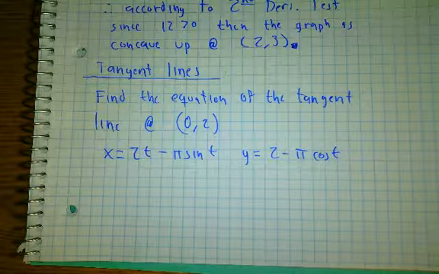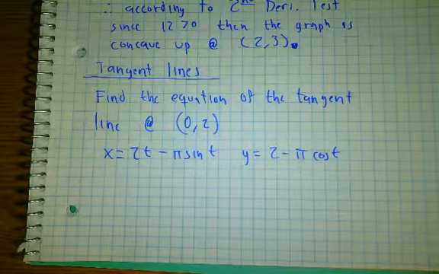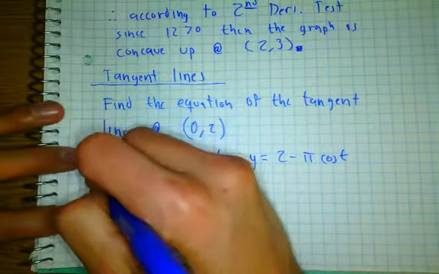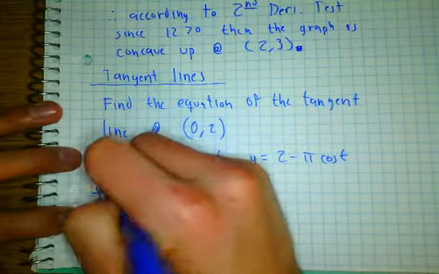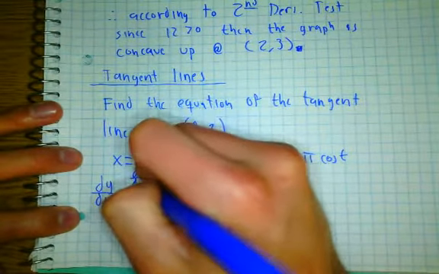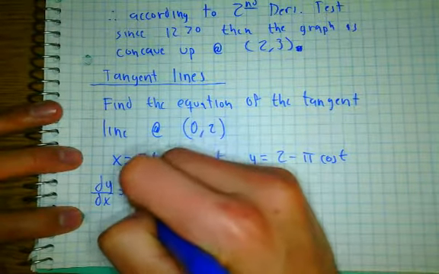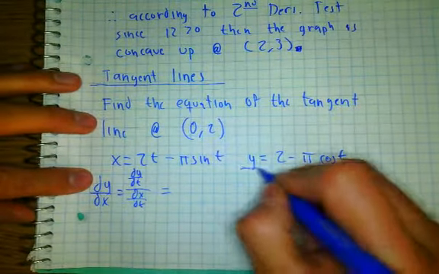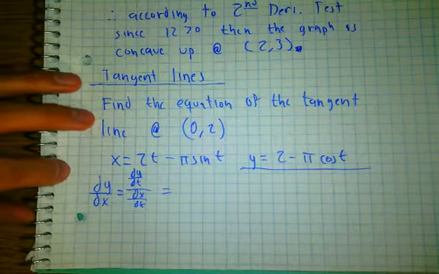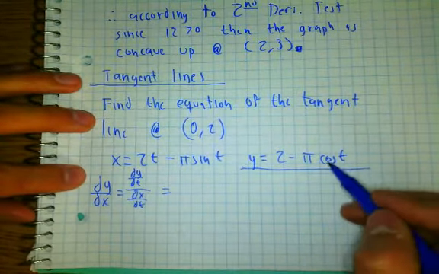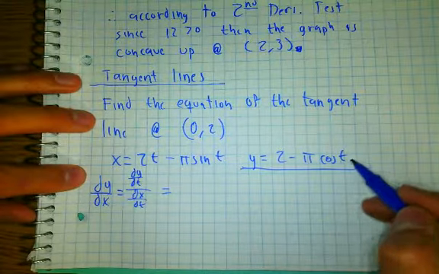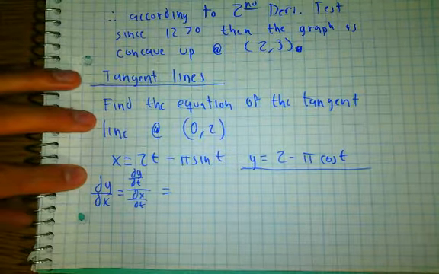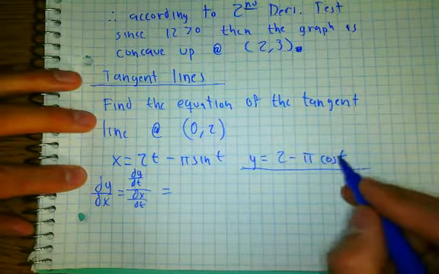Alright, first things first, we need to figure out the slope, which means we need the first derivative. So let's figure out what that is. So dy over dx, just a refresher, is dy over dt over dx over dt. Here's our y equation. What's the derivative of this y equation with respect to t? Well, the derivative of 2 is gone. The derivative of negative pi cosine t is going to be positive, because the derivative of cosine is negative, so negative with negative makes it positive. So it's going to be pi sine of t.